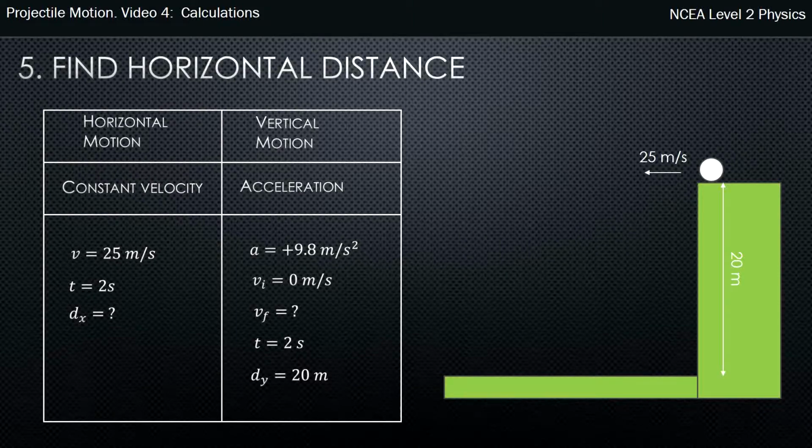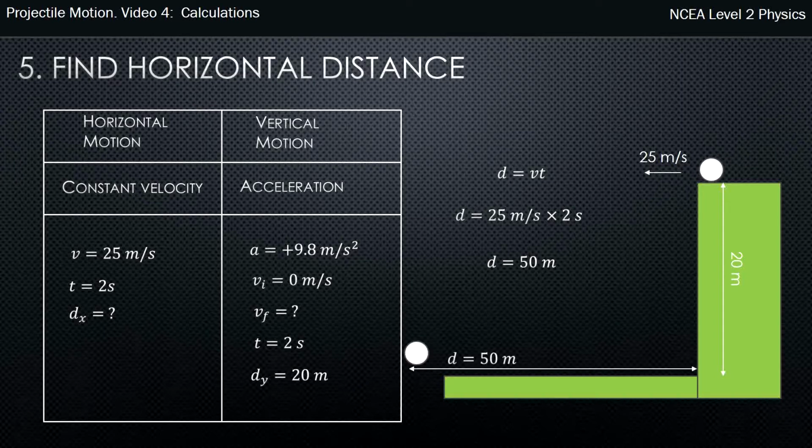Once we've got that value for time, we've now got enough information to use a simple formula to work out the distance in the horizontal motion. Because horizontal, that left side of the table, is going at a constant velocity, we can use the constant velocity equation. Distance is velocity times time, which we've got 25 meters a second in 2 seconds, equals 50 meters. What does that mean? It means it's moved horizontally 50 meters by the time it hits the ground.